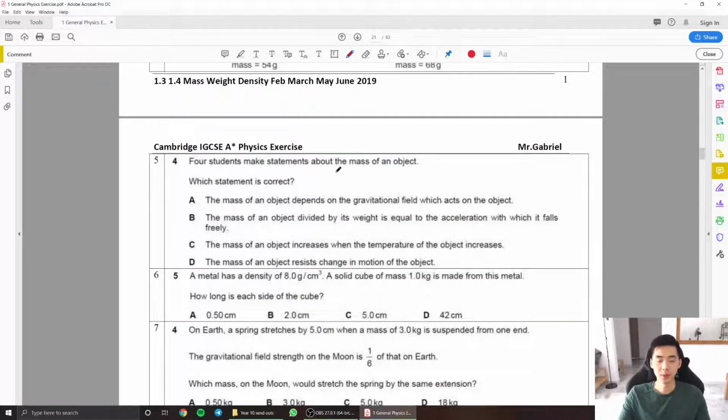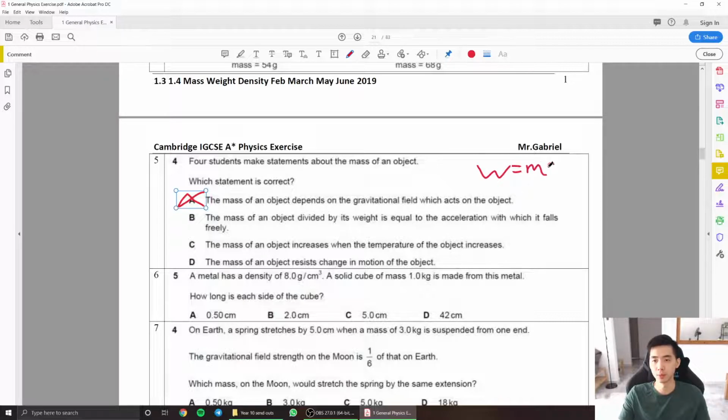4 students make statements about the mass of an object. Which statement is correct? The mass of an object depends on the gravitational field. Wrong. The mass of an object divided by its weight is equal to the acceleration of free fall.